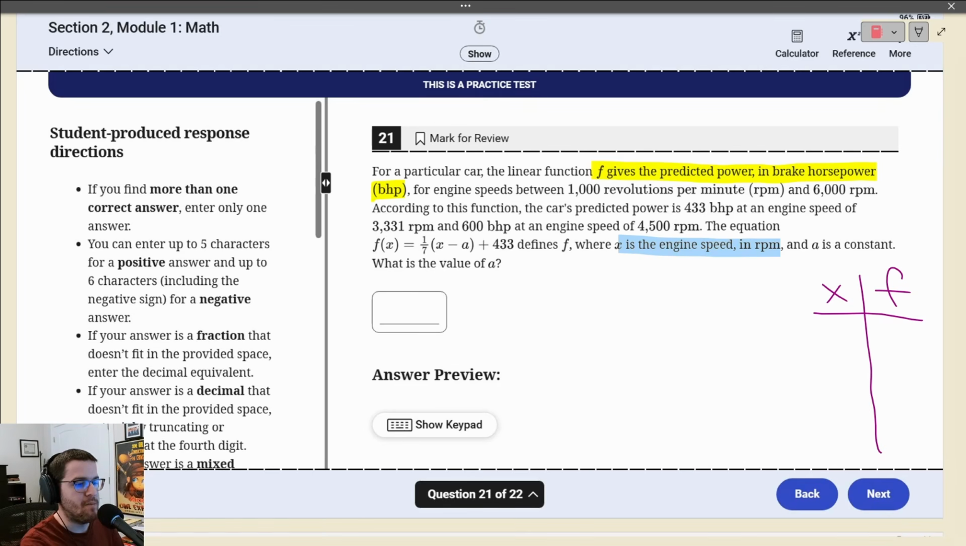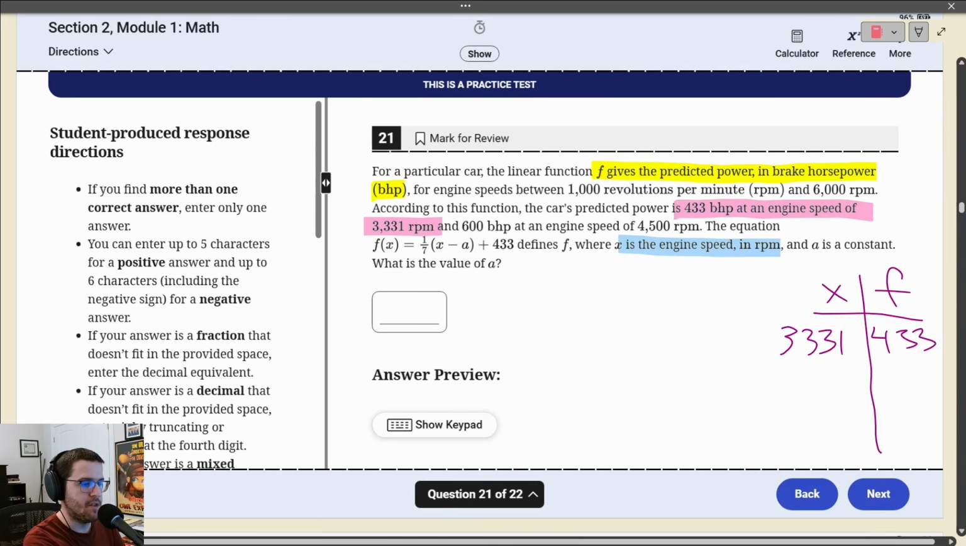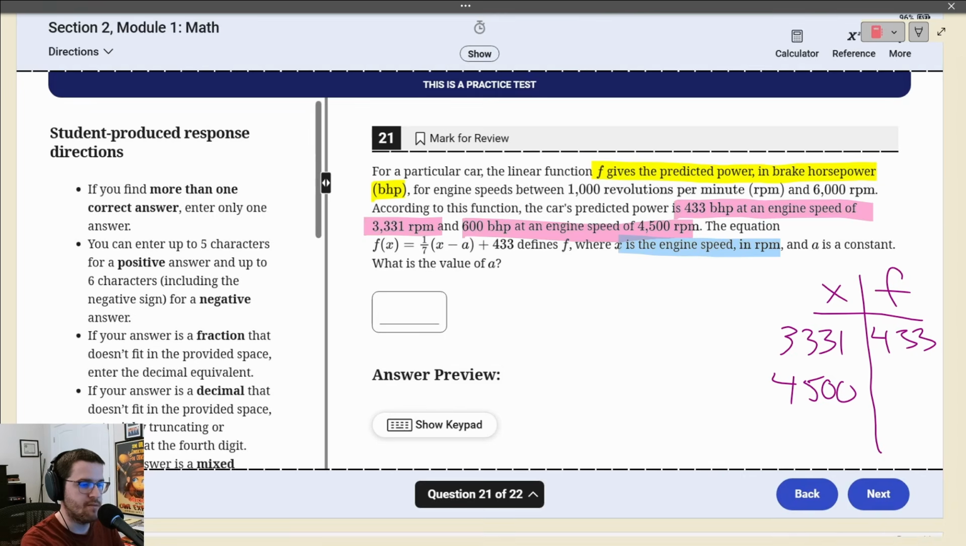Okay, so let's look at this one first. So remember X is the RPM. They gave us that second. That's confusing, but we got to put it first in the table. So 3331, and we got a BHP of 433. And then again, RPM is X, guys. That's got to go first in the table. 4,500. That's probably where most people messed up, honestly.